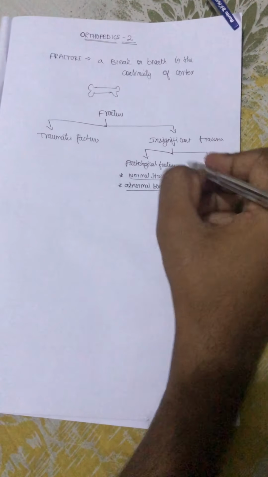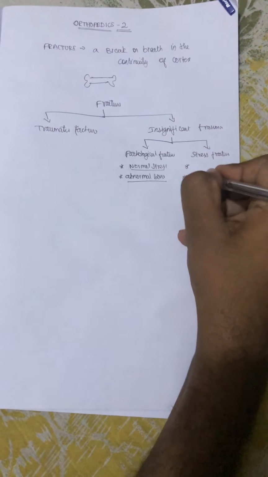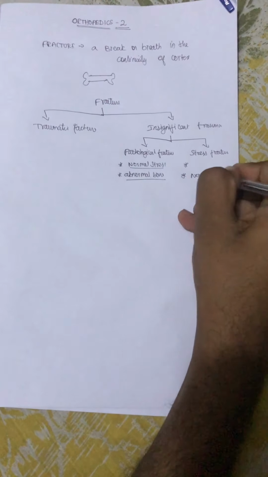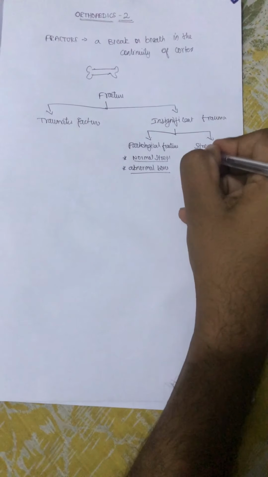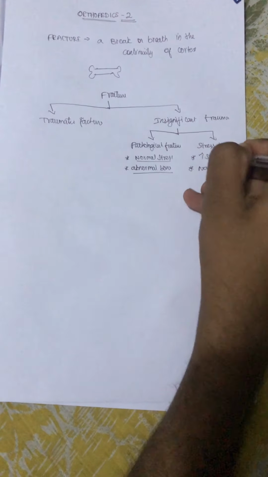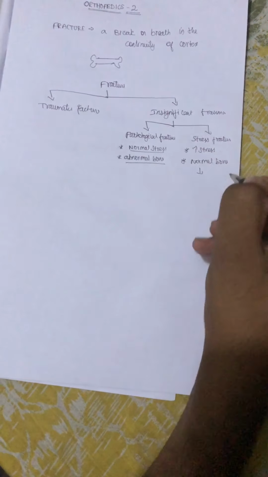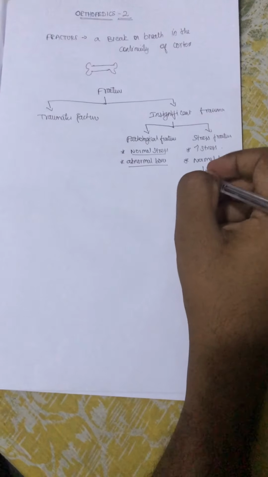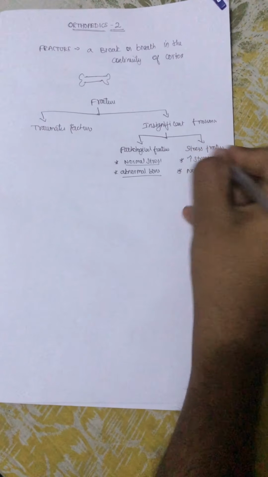Stress fracture is the straight opposite, in which the bone is normal and the fracture is due to increased stress. For example, if a military person, a dancer or an athlete gets a fracture due to over stress during training, that will come under stress fracture.